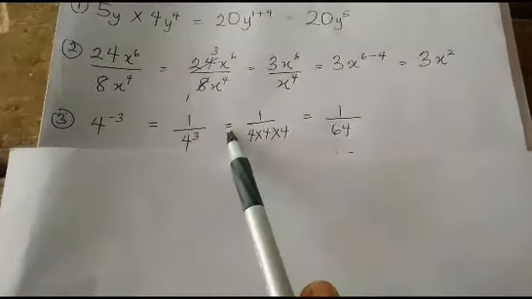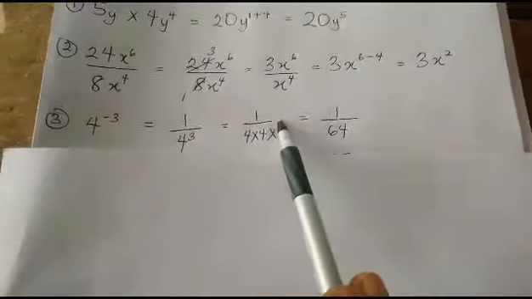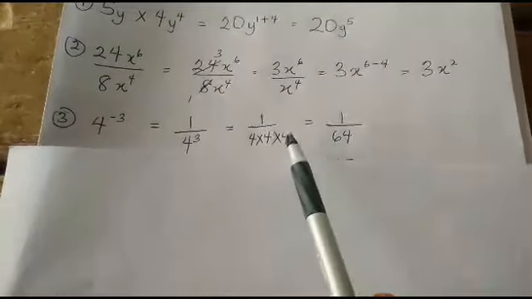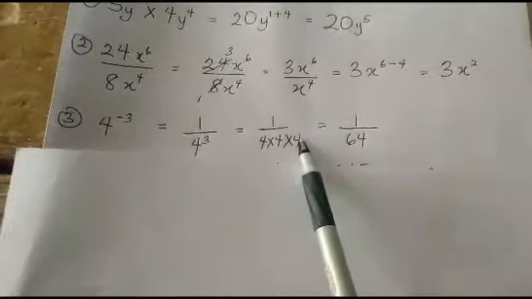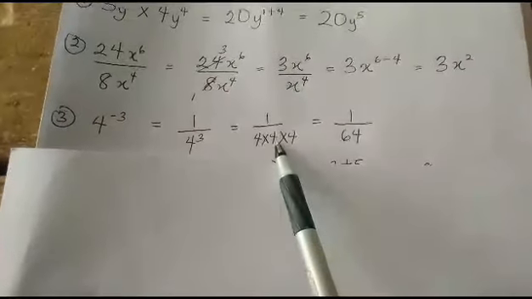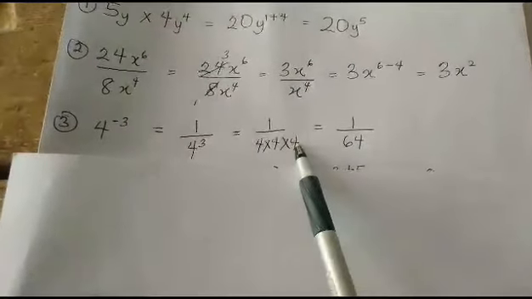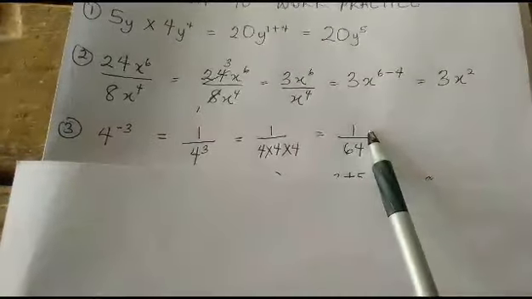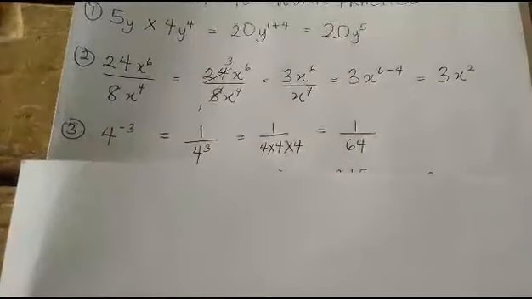Now, 1 over 4 raised to power 3 means what? 4 times 4 times 4, so that is 4 in 3 places. 4 times 4 gives 16. 16 times 4 will give us 64. So our final answer is 1 over 64.